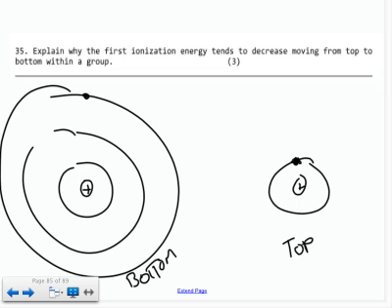its outermost electron is very close to its nucleus, so it's going to be held tightly. Even if it's not as tightly as other elements, it's going to be held more tightly than this electron, which is 3 layers farther out and much farther away from the nucleus. So this nucleus over here can't hold on to this electron as tightly as this nucleus holds that one. So the ionization energy decreases from top to bottom because outer electrons are getting farther and farther from the nucleus.